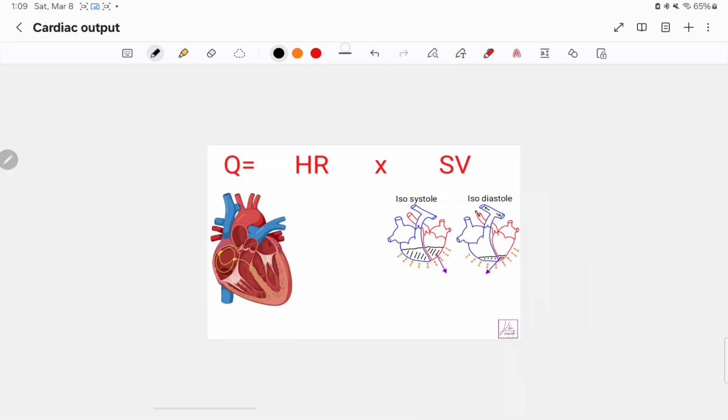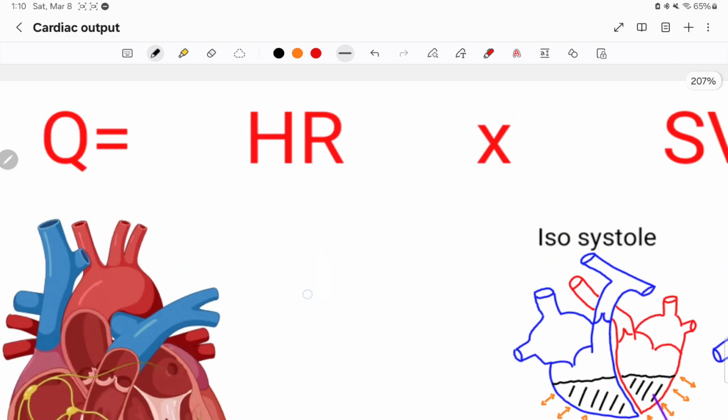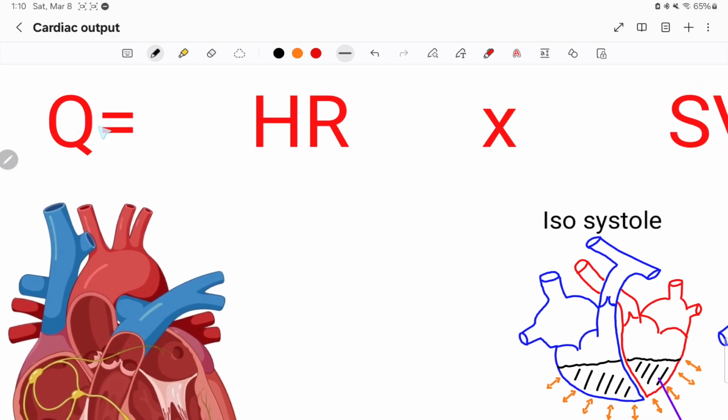Okay, so let's get started. When we talk about cardiac output, here is the equation: cardiac output, or Q, equals heart rate times the stroke volume. But what is the cardiac output? The cardiac output is defined as the amount of blood that you push out of your heart per minute.